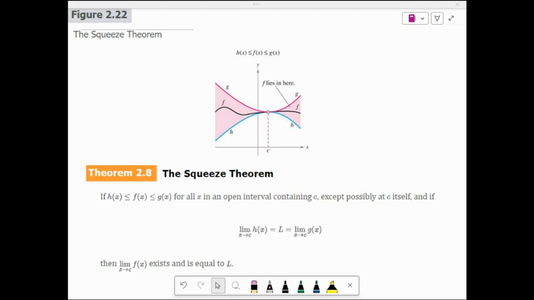In this video, we're going to take a look at the squeeze theorem and how we can use it to prove and work with a very important limit, one of these 0 over 0 indeterminate forms.